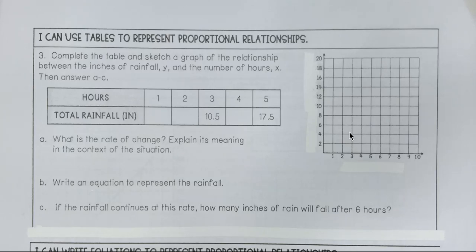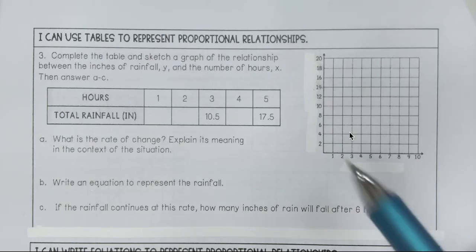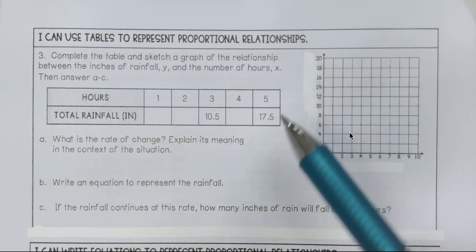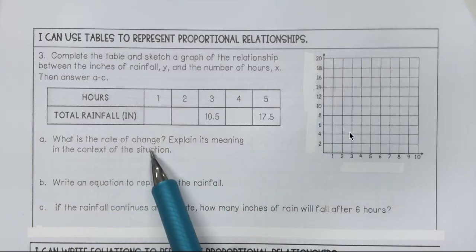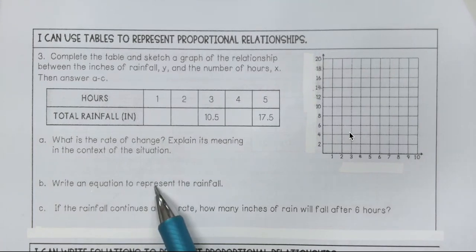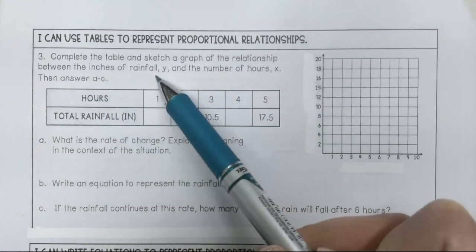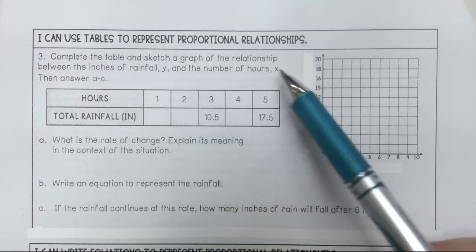Okay, in this video, we have a word problem scenario, and we want to calculate the rate of change, or the constant rate of proportionality. We want to make an equation, and then use that equation to answer a math word problem. Question 3 says to complete the table and sketch a graph of the relationship between inches of rainfall, y, and the number of hours, x.